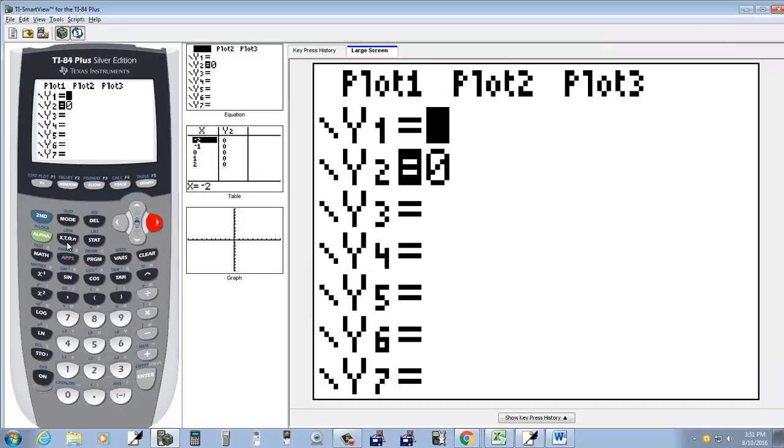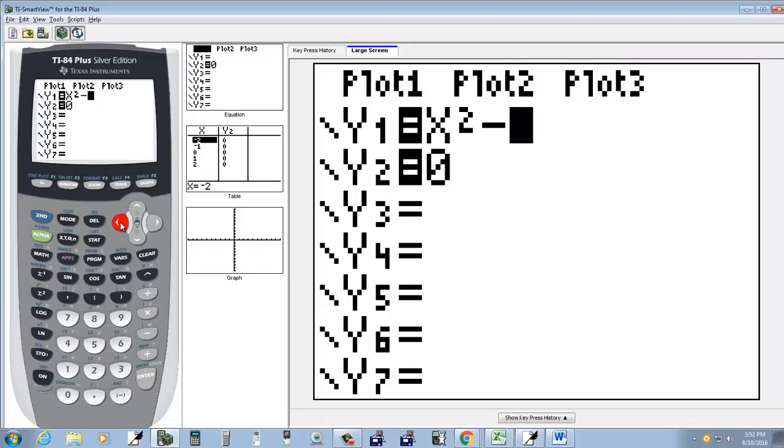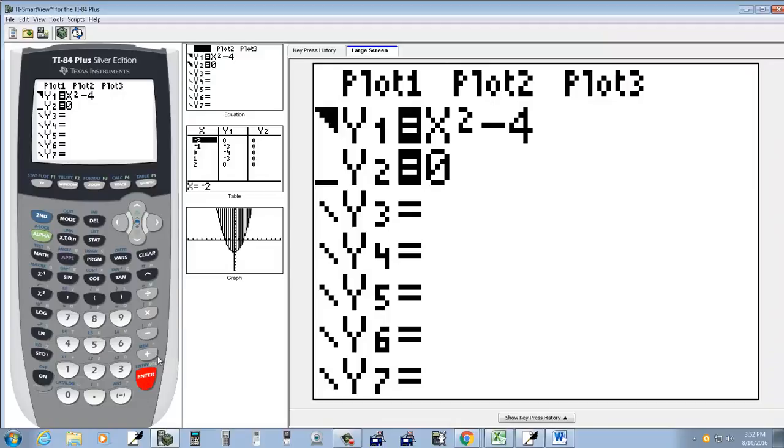Okay, this is x squared minus 4. And we said it's an upper right-hand triangle. So come over here. Press enter twice. That's an upper right-hand triangle. The next one down, the y2, is going to be a lower left-hand triangle. So I press enter 3 times. And this is 3x plus 1.